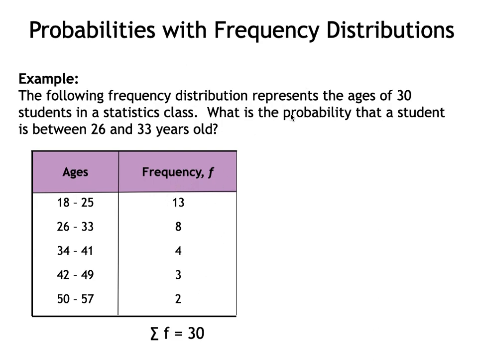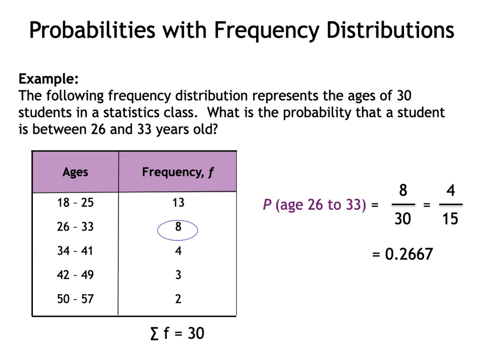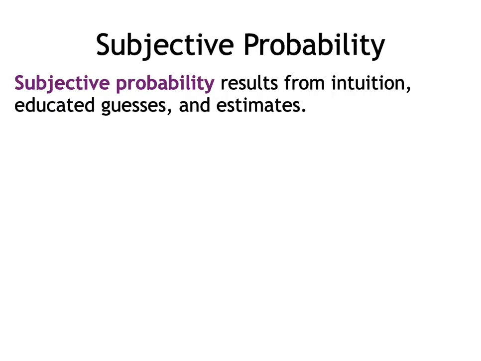And computing for the probability that a student is between 26 and 33 years old, there are 8 of them. Okay, so we have 8 out of 30. And in simplest form, that's equivalent to 4 over 15. And double check the value in decimal, it will be equal to 0.2667. So in this case, I'm making use of up to 4 decimal places. Okay, and we'll proceed with our third approach to probability.